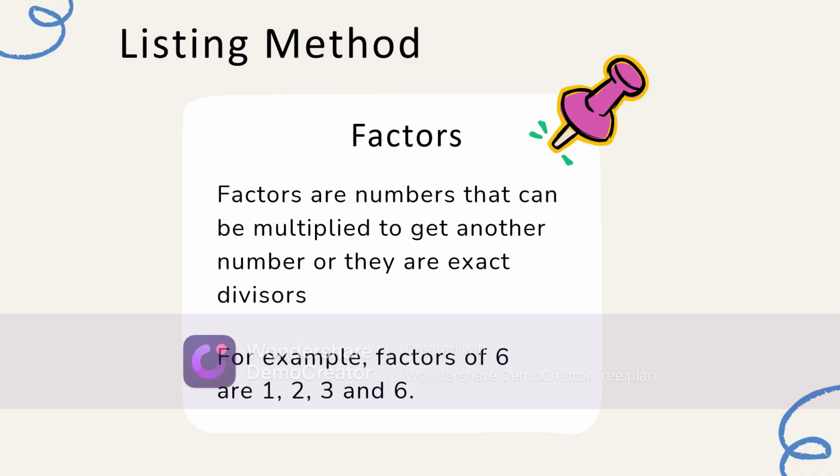For example, let's find the factors of the number 6. Factors are those numbers which can divide 6 exactly without leaving a remainder. So 1, 2, 3 and 6. Let's take another example. Let's find the factors of 10. The numbers which can exactly divide 10 are 1, then 2 can divide, 2 fives are 10, then 5 and 10 itself. So the factors are 1, 2, 5 and 10.